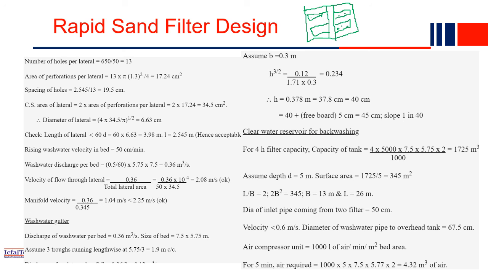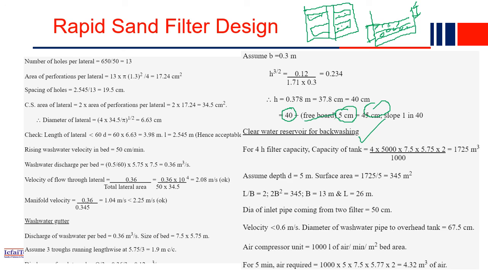Let me draw it here. So this is the cross section, right? Initially you have the sand layer here, and at the bottom you have the gravel layer, and this top portion we call freeboard. So freeboard we consider 5 centimeter, and 40 is the total height of this one, so 45 centimeter.